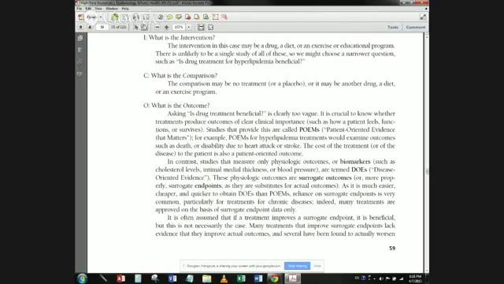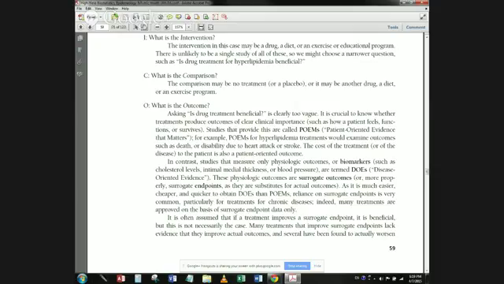Asking, is drug treatment beneficial, is clearly too vague. It is crucial to know whether treatments produce outcomes of clear clinical importance, such as how a patient feels, functions, or survives. Studies that provide this are called POEMs, patient-oriented evidence that matters. For example, POEMs for hyperlipidemia treatments would examine outcomes such as death or disability due to heart attack or stroke. The cost of the treatment or of the disease to the patient is also a patient-oriented outcome.